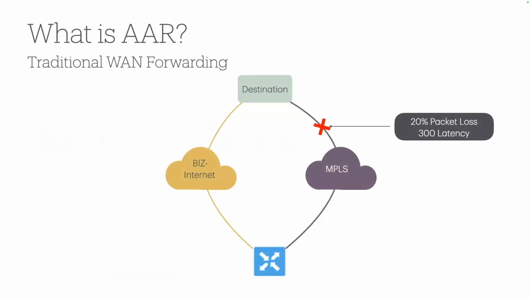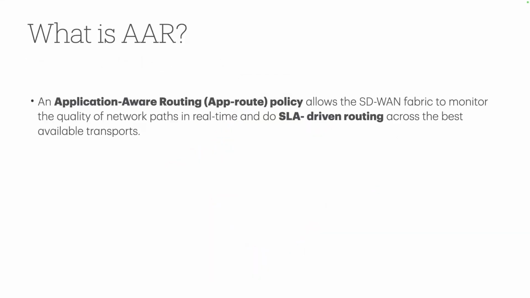As you know, standard protocols like BGP or OSPF are great at finding a path, but they are all or nothing. They can detect a total blackout, but they are blind to brownouts. Application-aware routing is an app route policy that allows the SD-WAN fabric to monitor the quality of network paths in real time and do SLA-driven routing across the best available transports.